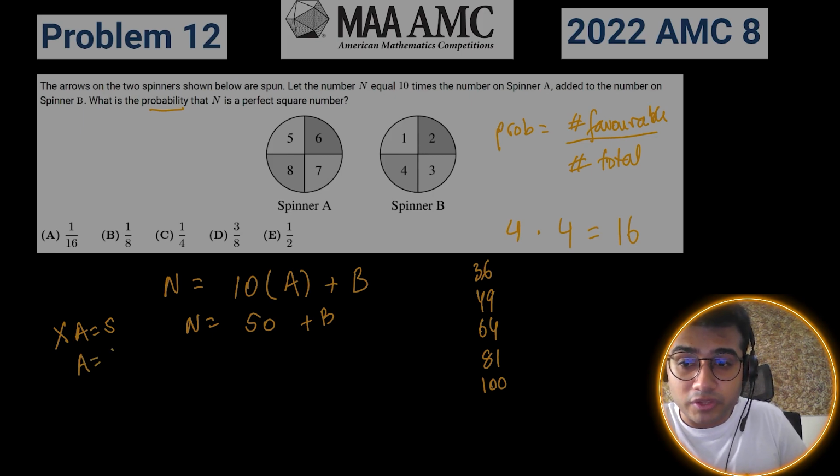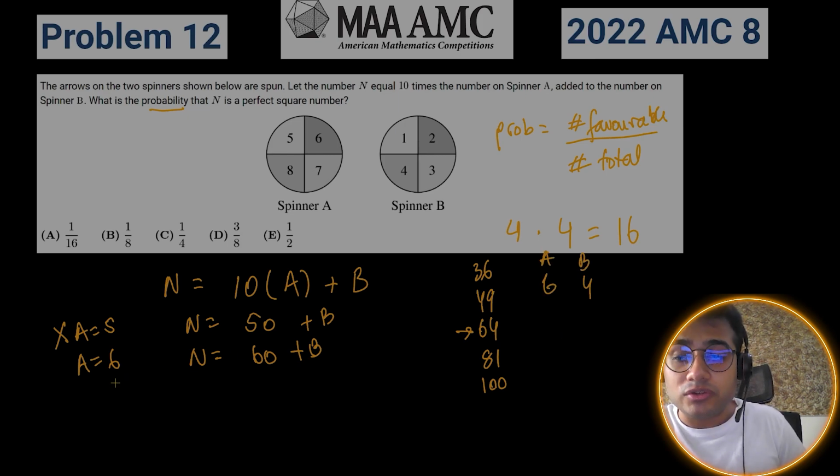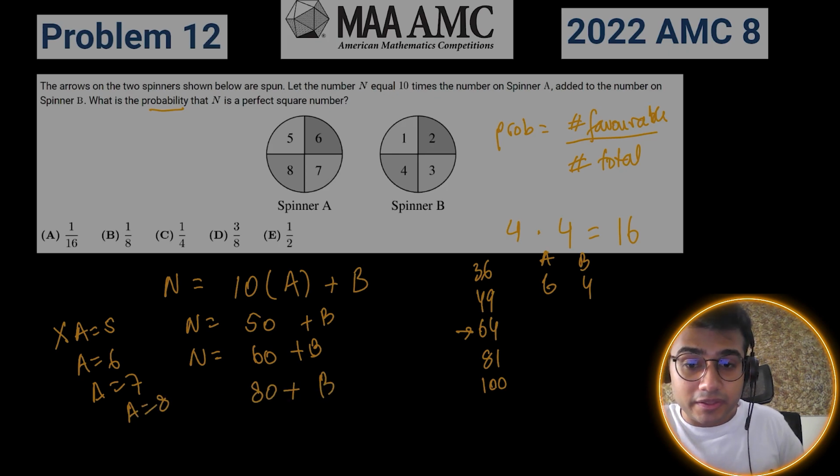Then let's move on to A equals 6. Then n would be equal to 60 plus B. Now there's only one possibility because B is just 1, 2, 3, 4, and that is 64. So A 6 and B 4, that's one possibility. Now, what about A equals 7? Well, no possibility there, because the closest one is 81, which is too far. And then A equals 8, that will be 80 plus B, and that means B must be 1. So 8 and 1, that's another possibility.